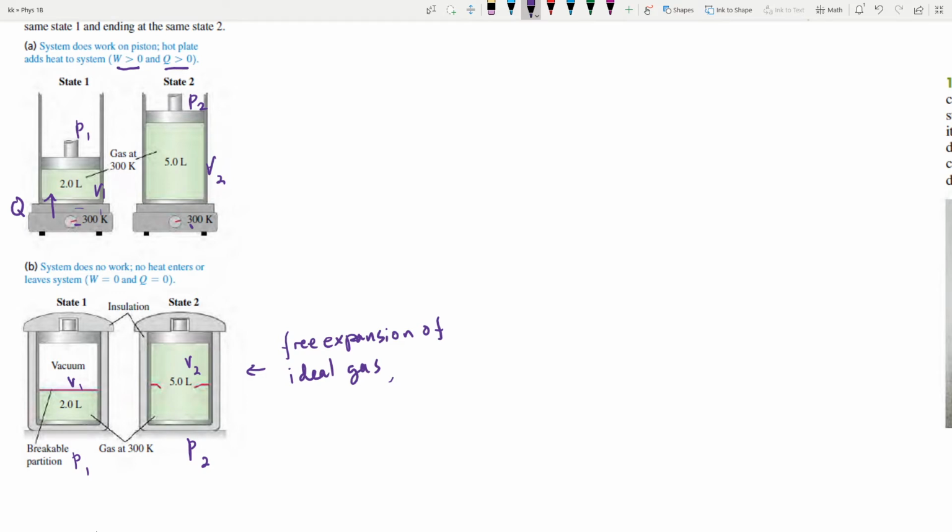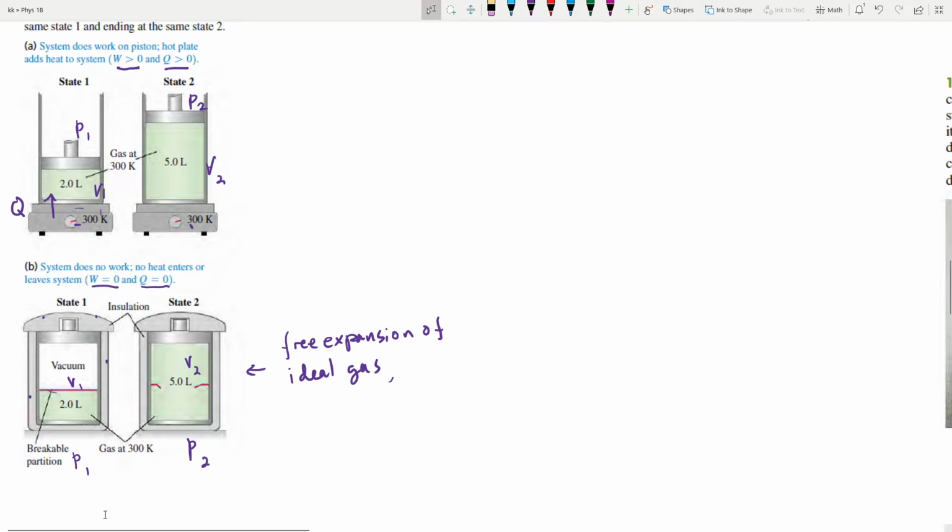So this is an example where there's no work being done apart from whatever work was needed to break this breakable partition, which we assume is a really small amount of work. And there's no heat coming in because there's no exchange of heat with the environment here. The idea is that this is some kind of insulated container. The insulation means that you're not getting heat in and there's no heat going out. This whole thing could be like a thermos or a dewar that's making sure that you don't have any exchange of heat with the environment.